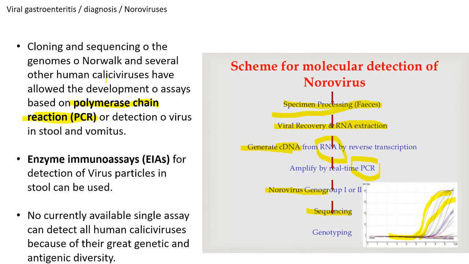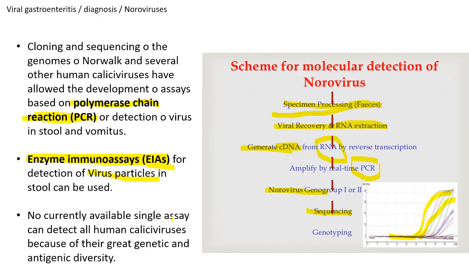Okay, so we can look either for the nucleic acid, you can look for the RNA with PCR, or we can look for some antigens on the virus particles using enzyme immunoassays. So we use antibodies against specific antigens on the virus and we can see if the virus is found in the stool or not.